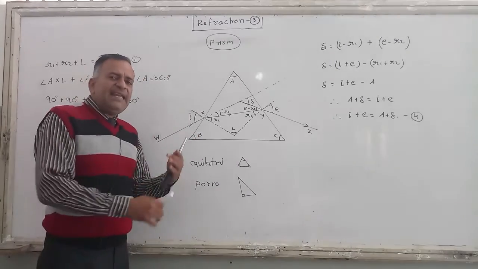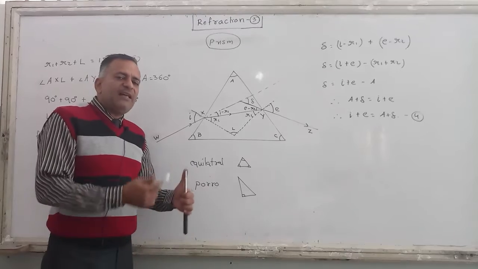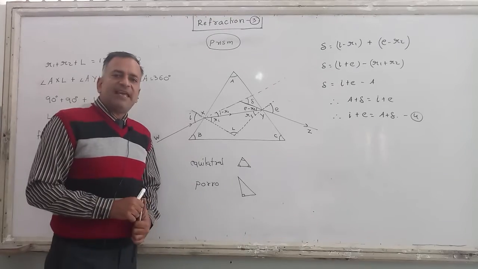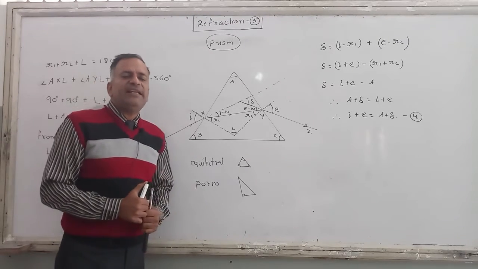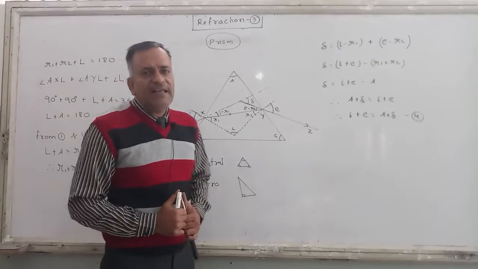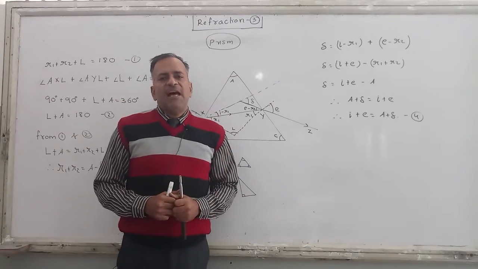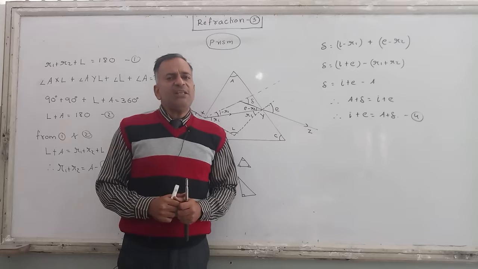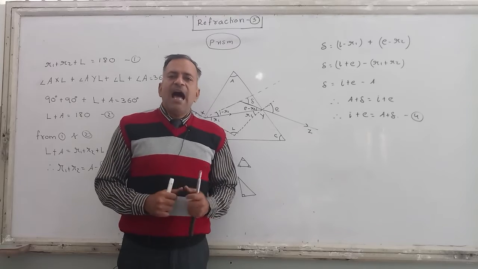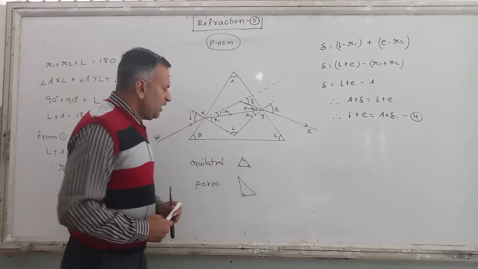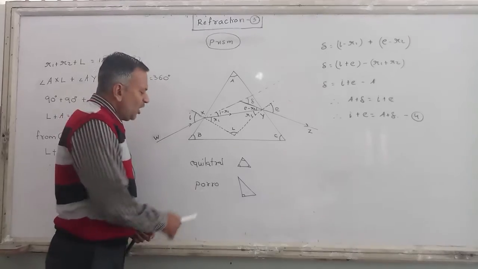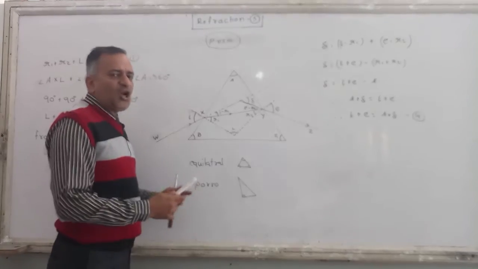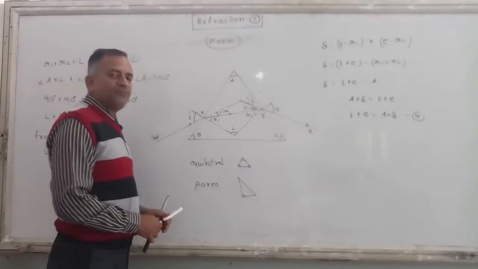For any other kind of prism, prisms can be isosceles also, it can be scalene also, just like we have studied the different types of triangles, as many types of prisms are also possible. The derivations we will be learning here are applicable not only for equilateral prism, not only for Porro prism, but for all sorts of prisms.